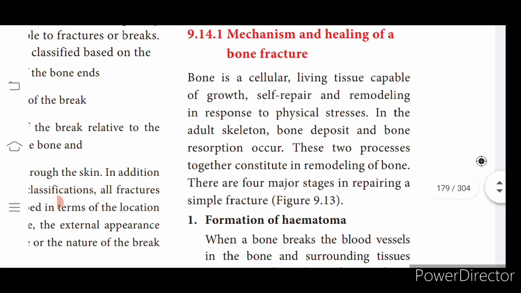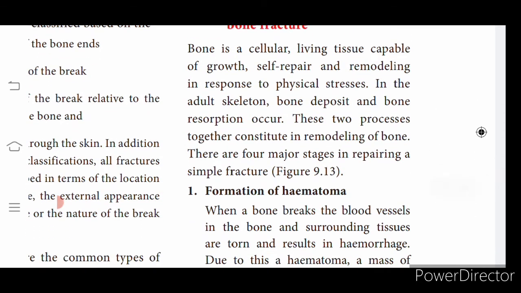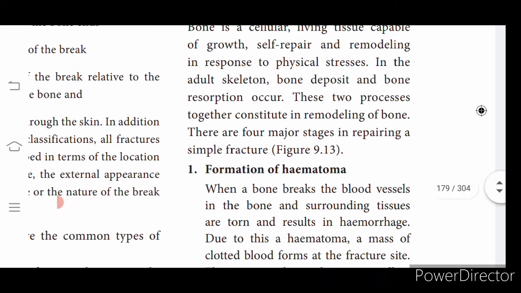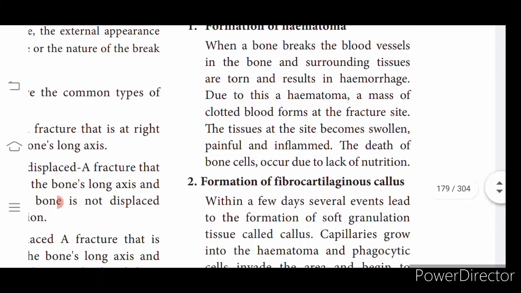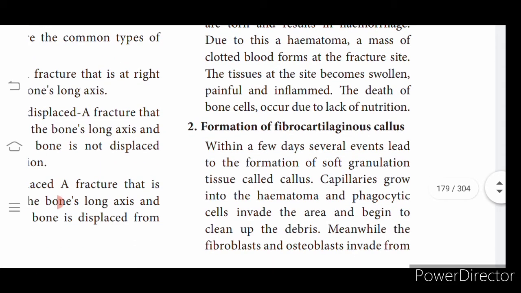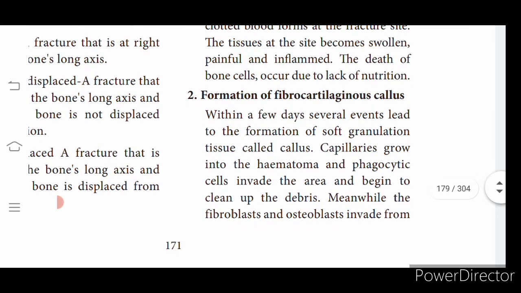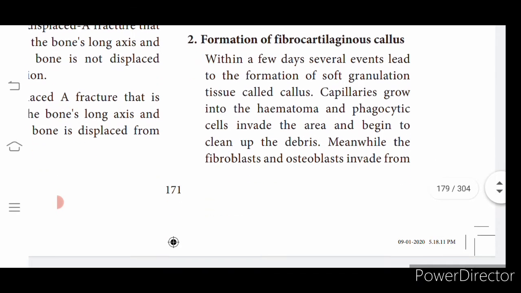Mechanism of healing of bone fractures. Bones are cellular living tissue capable of growth, and they can undergo self-repair and remodeling. The formation of hematoma is the first stage. When the bone breaks, the blood vessels in the bone and surrounding tissue are torn, resulting in hemorrhage. Due to this hematoma, a mass of clotted blood forms at the fracture site. The tissue at the site becomes swollen, painful and inflamed. The death of bone cells occurs due to lack of nutrition.